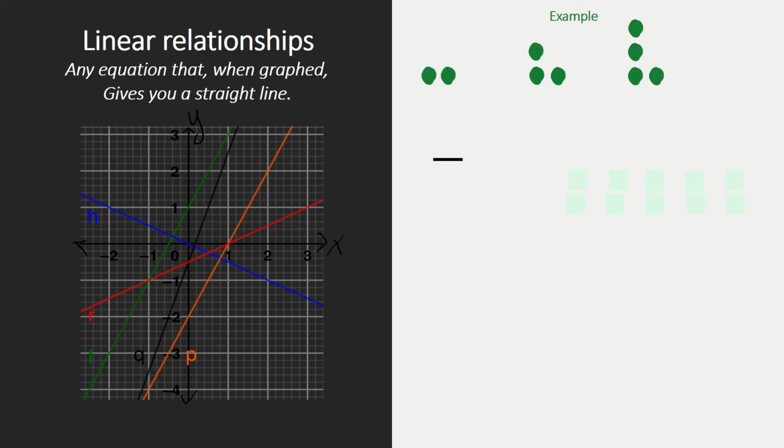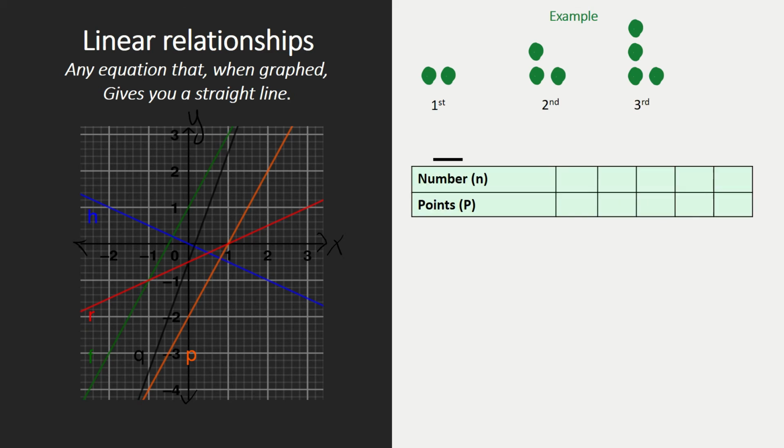We have three diagrams. We have our first diagram, second diagram, and our third diagram. So the first one, our first diagram, contains 2 points. Our second one has 3 points, and our third one has 4 points. What you can notice is that each time our diagram number increases by 1, so plus 1 and plus 1. And our number of points also increases by 1.